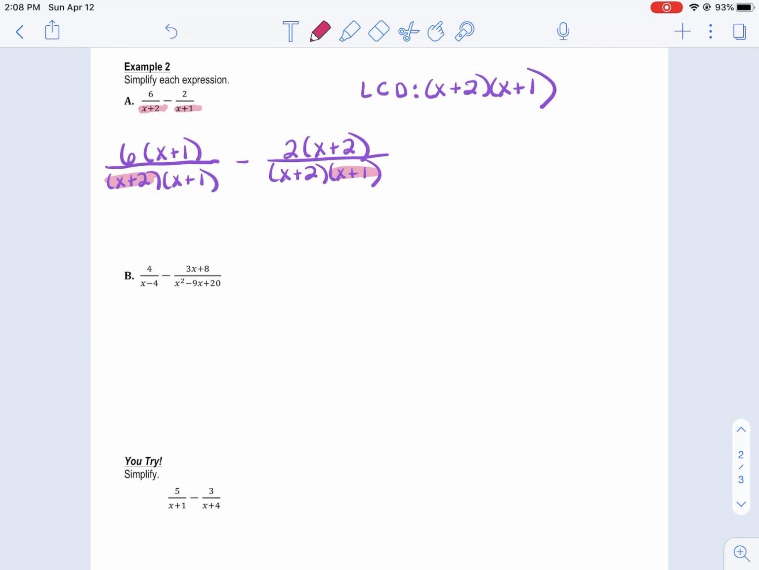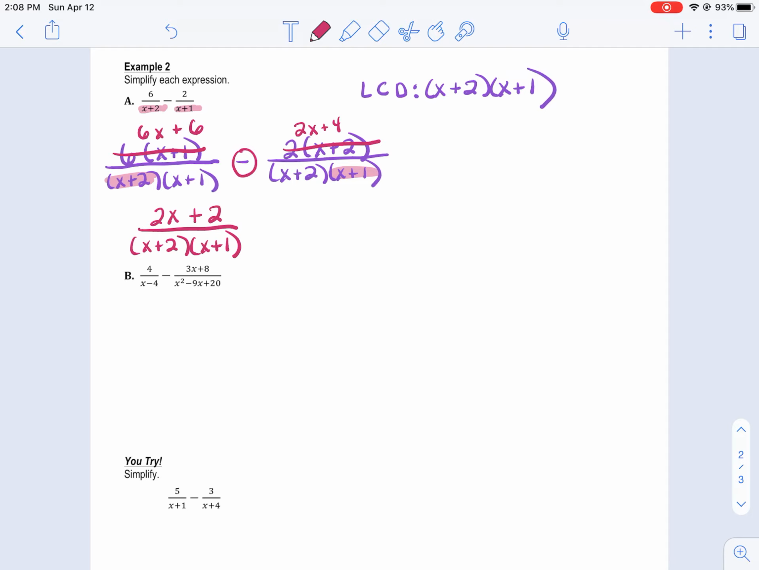Okay, and then the next step is to distribute first. So this is 6x plus 6. This is going to be 2x plus 4. And we're going to subtract. So we have 6x minus 2x is 2x. And then we have 6 minus 4 is positive 2. Okay, and then the denominator stays x plus 2 times x plus 1.